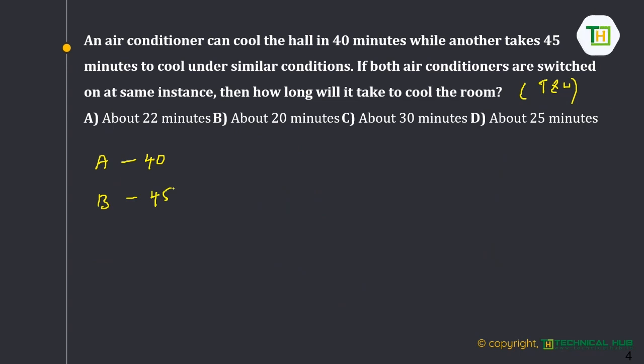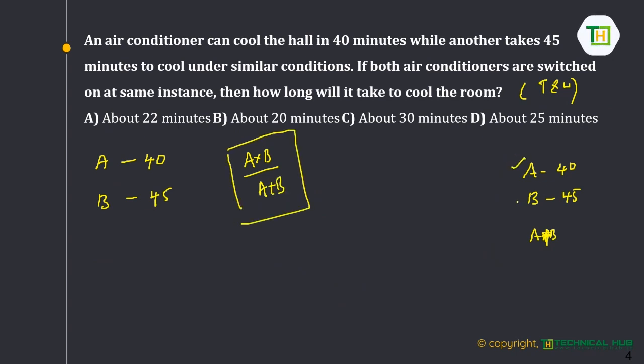the room? This question is similar to: A can do a work in 40 days, and B can do the same work in 45 days. If both work together, in how many days can the work be completed? So what is a shortcut method for this type of questions? A into B by A plus B. Whenever A's time is given and B's time is also given, if they work together, how many days the total work is completed means you can use this formula. So product by sum, A into B by A plus B.